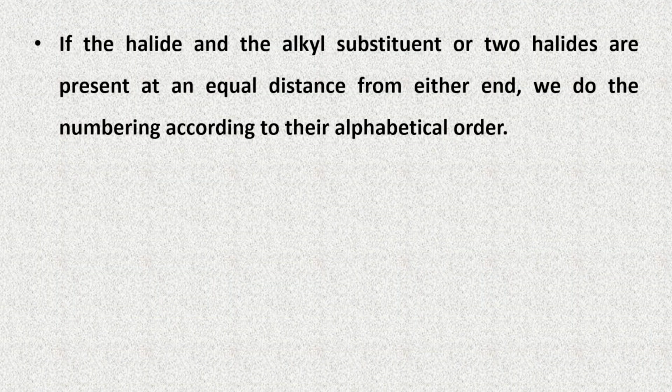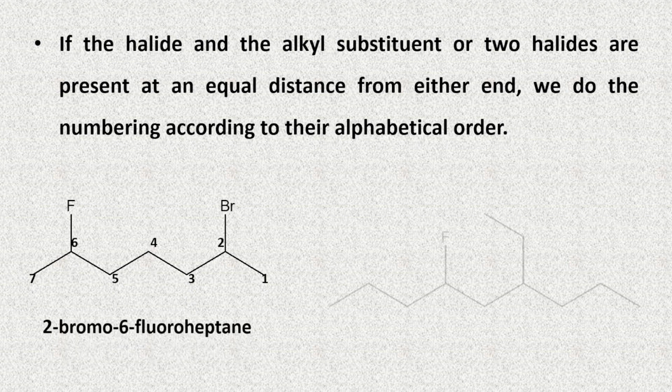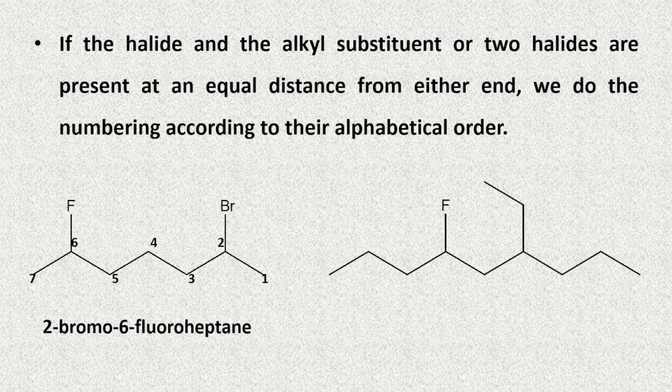If the two substituents are present at an equal distance from either end, we do the numbering according to their alphabetical order. In this compound, the substituents are fluoride and bromide, and alphabetically bromide will come first, so it is 2-bromo-6-fluoroheptane. Similarly, the IUPAC nomenclature of the second compound is 4-ethyl-6-fluorononane.